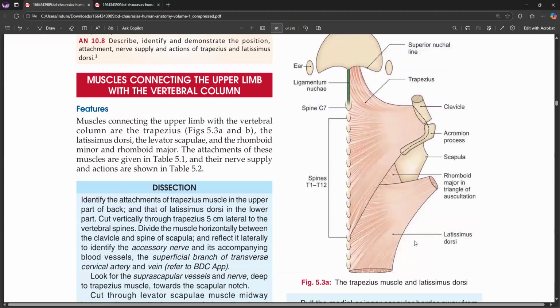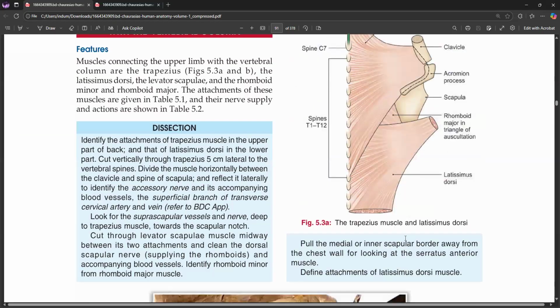Muscles connecting the upper limb with the vertebral column. Features. Muscles connecting the upper limb with the vertebral column are the trapezius, figures 5.3a and b, the latissimus dorsi, the levator scapulae, and the rhomboid minor and rhomboid major. The attachments of these muscles are given in table 5.1 and their nerve supply and actions are shown in table 5.2.